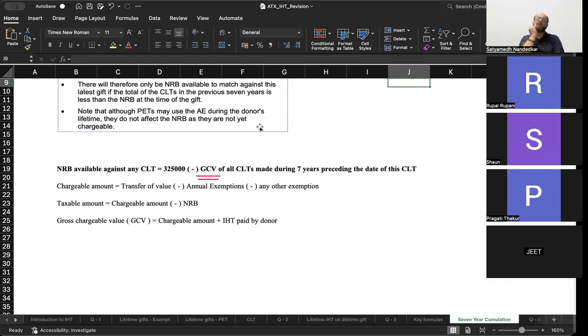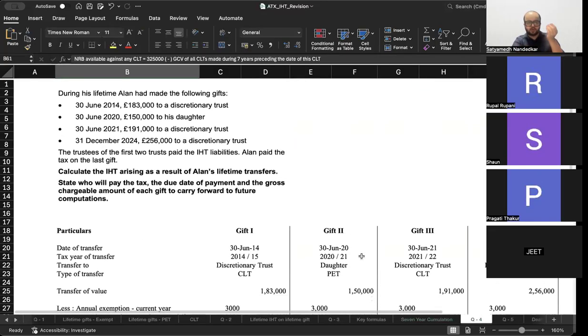How do you calculate the NRB available against a CLT? 325,000 minus gross chargeable value of all CLTs made during the 7 years preceding the date of this CLT. For the CLT whose IHT liability you are trying to calculate, it is 3,25,000 minus GCV of all CLTs that were made in the 7 years preceding the date of this CLT. Calculate this, and your NRB calculation can never go wrong.